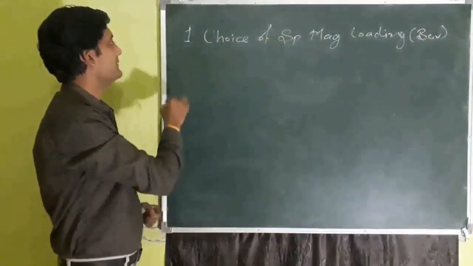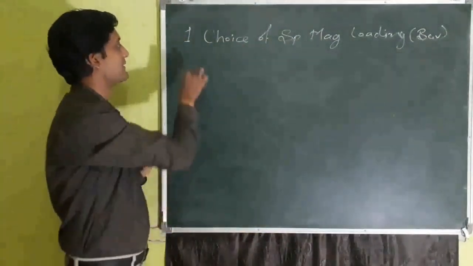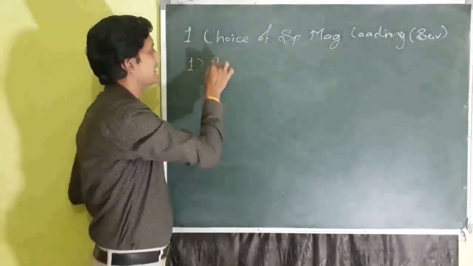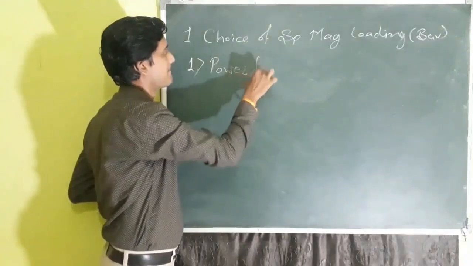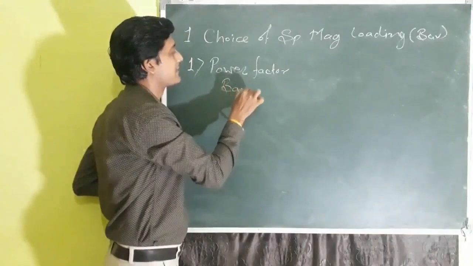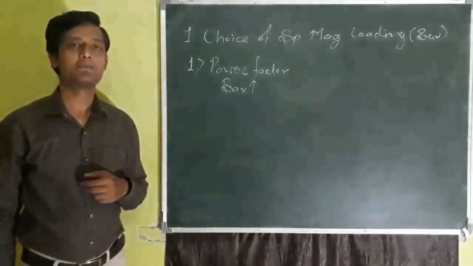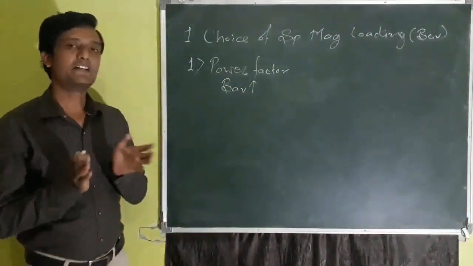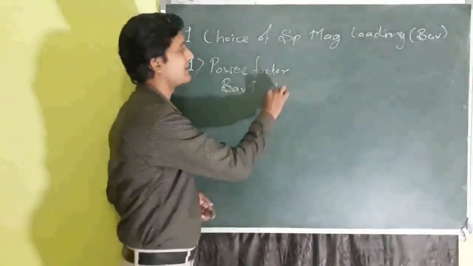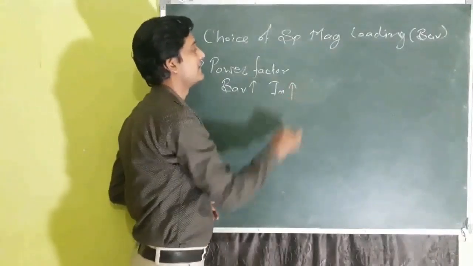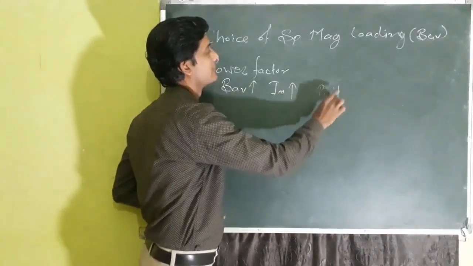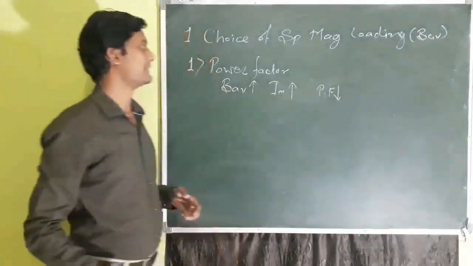Suppose a higher value of Bav is selected. The first factor affecting it is power factor. If the value of Bav is increased, the air gap flux between stator and rotor is increased. So with a higher value of Bav, the magnetizing current of the induction motor will increase. Therefore, the power factor of the motor will decrease.